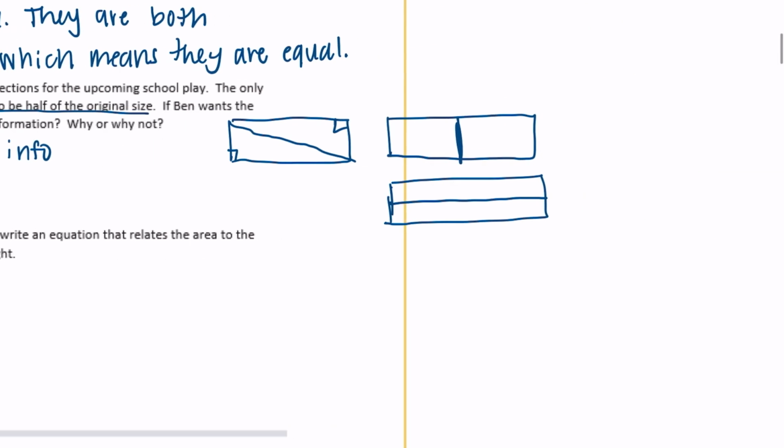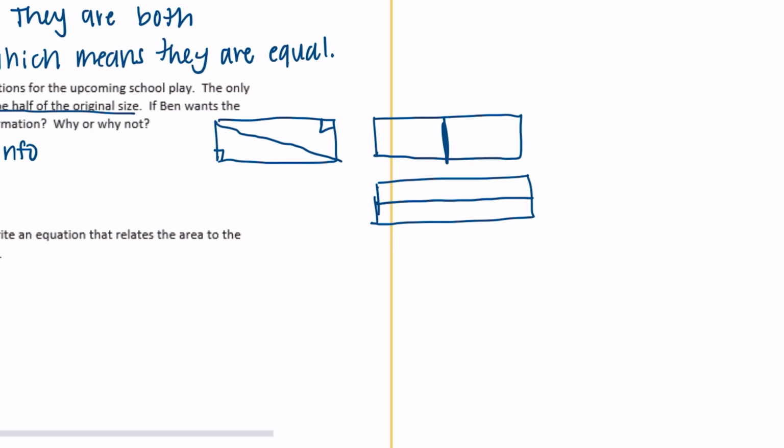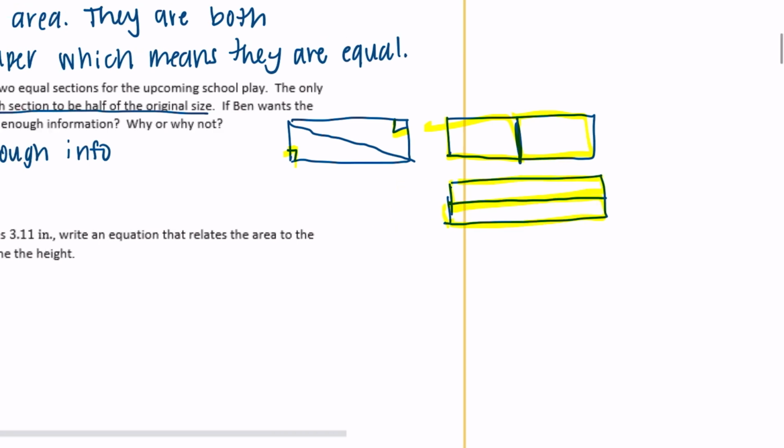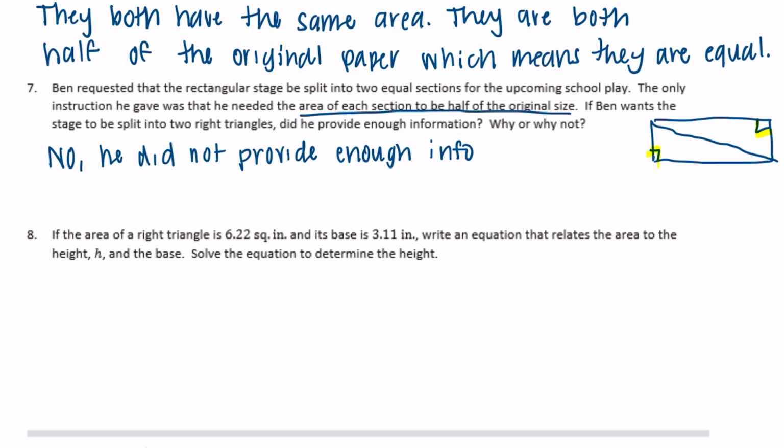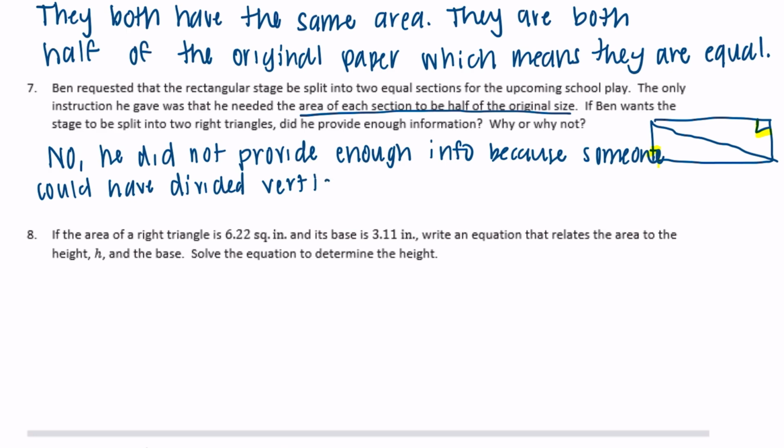And the reason these don't work is because they don't give you 2 right triangles. So what he was looking for was this right here, 2 right triangles. And here we get 2 rectangles, and here we get another 2 rectangles. So that's why that doesn't work. He did not provide enough info because someone could have divided it vertically or horizontally.